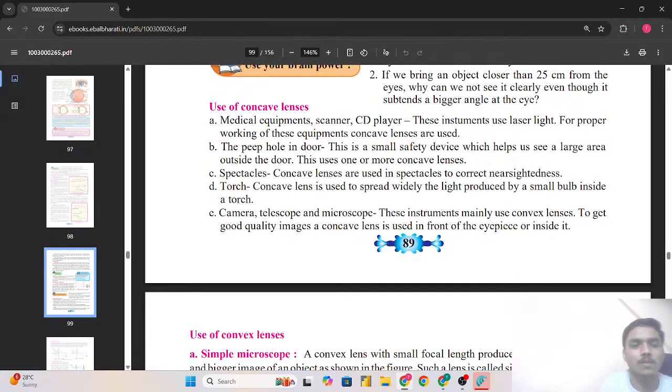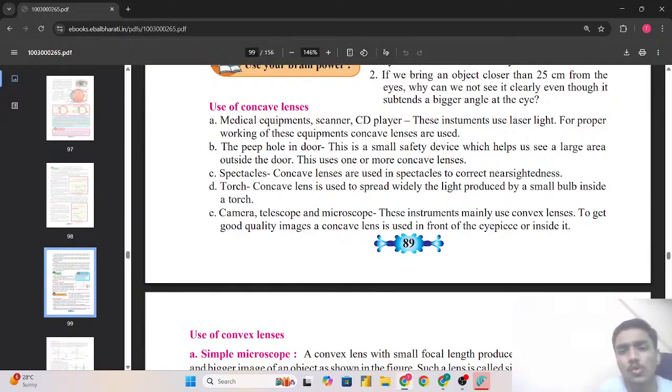Next we are going to see the use of the concave lens. Now this is the concave lens, but where will it be used? Where are concave lenses actually used in real life? So the first one is medical equipments, scanner, CD player. These instruments use lasers, and for the working of these equipments, concave lenses are used.